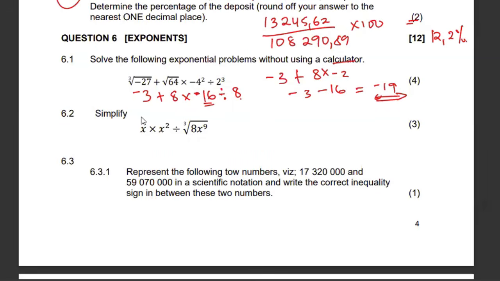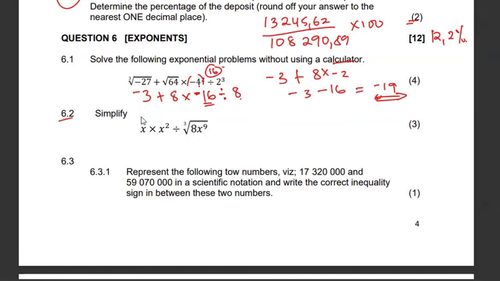So if that is a negative 19, we need to look at the next part. Now, why am I leaving this as a negative 16? Because the 2 is just on the 4. If there was a bracket here like that, then the answer is going to be a positive 16.